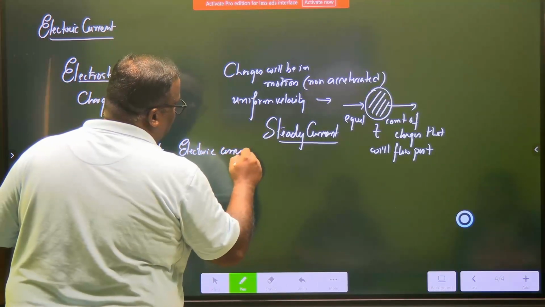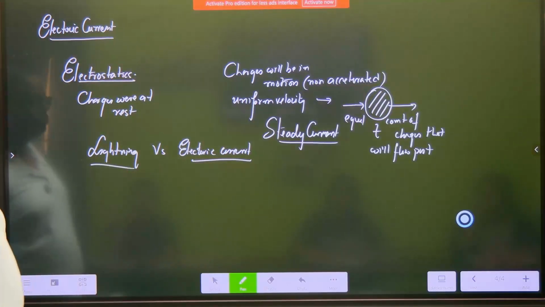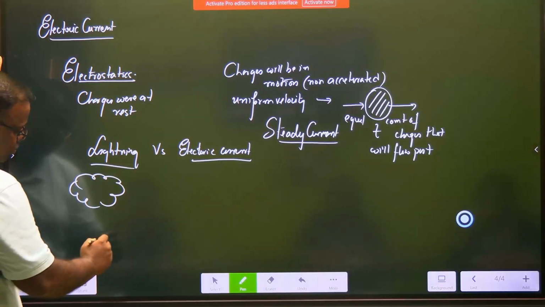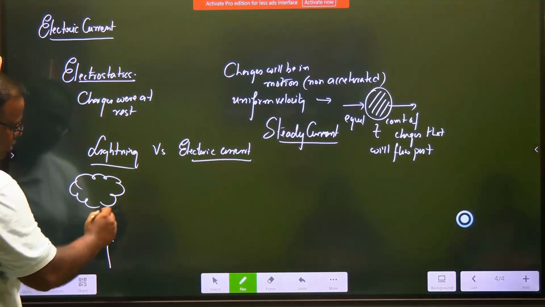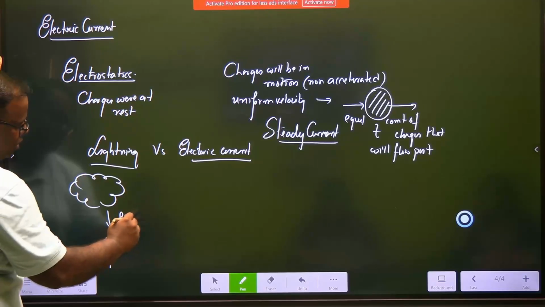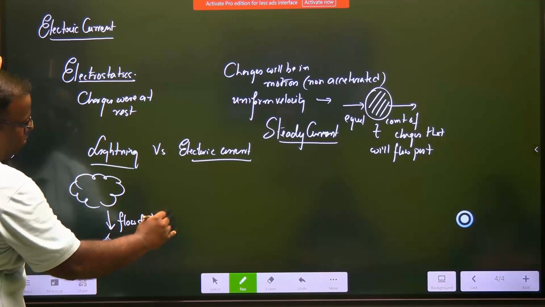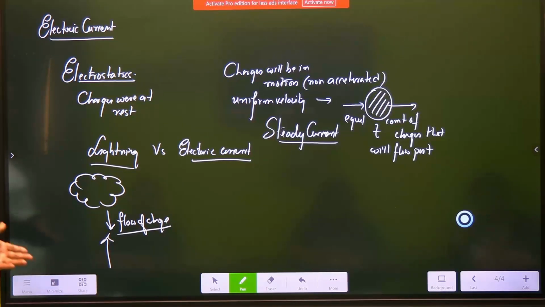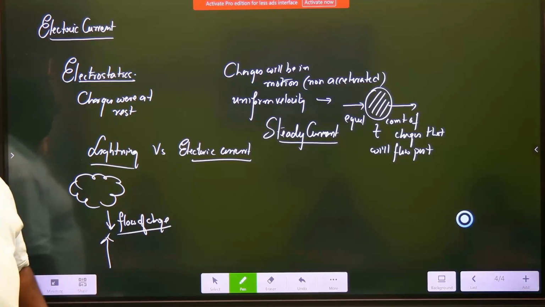So what is the difference between lightning and electric current? Lightning also, what will happen, that there will be charged clouds, and say suppose you have a conducting surface. There will be a flow of charge, but this flow of charge you cannot predict. It will be a sudden flow of charge, non-uniform rate of flow of charge. So you might get a current which is not steady, and this current will be very short-lived. Till the time the charges have flown, you actually get a current, but the current does not continue. That is the main problem. The current does not continue.